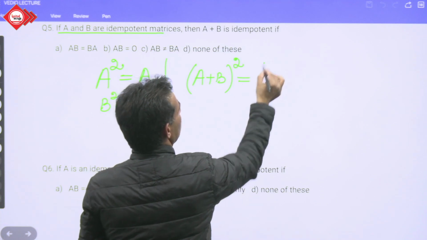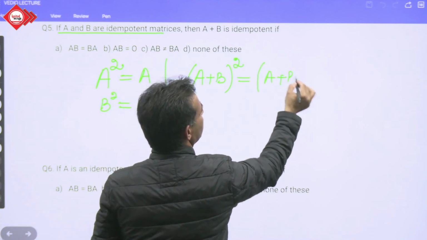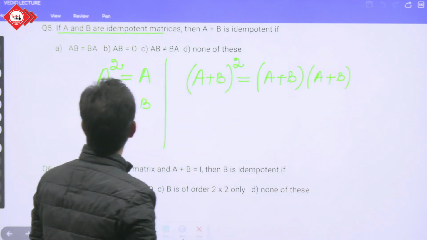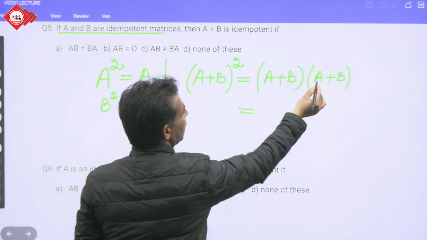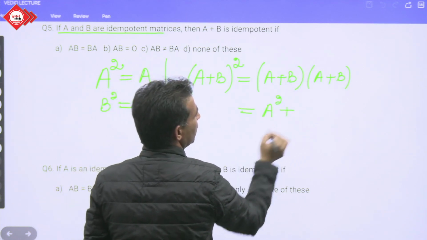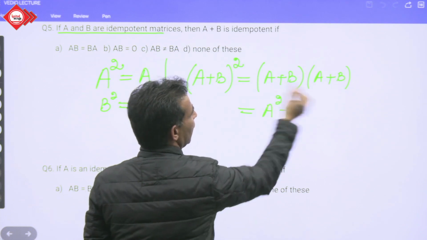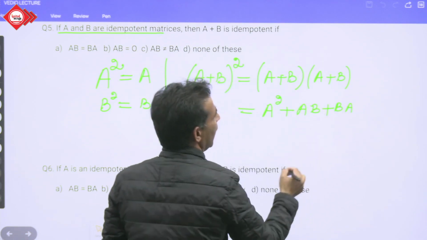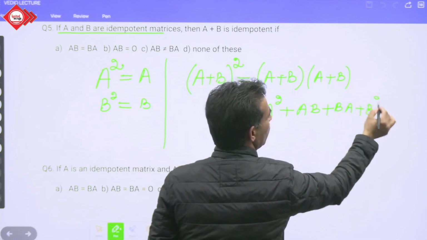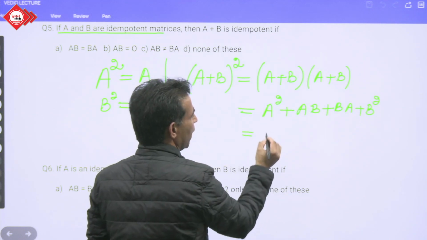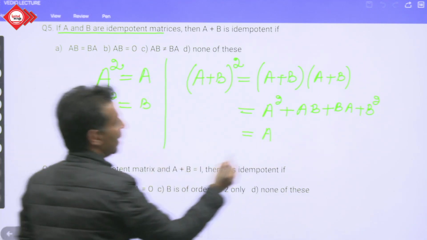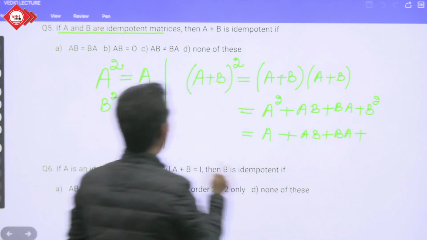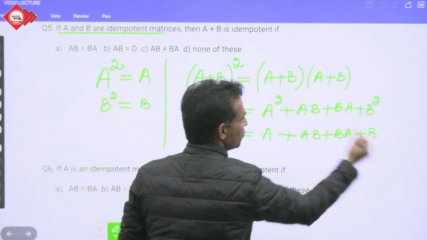So A plus B whole square means we can write it in this way. It is A plus B into A plus B. So A into A is A square plus A into B is AB plus B into A is BA and plus B into B is B square. What about A square? A square is A, plus AB, plus BA, plus B square is equal to B.